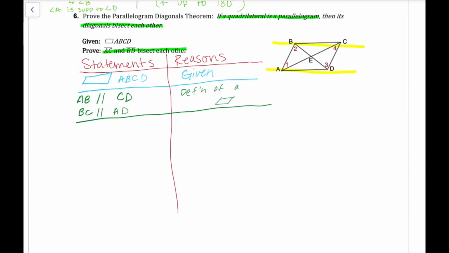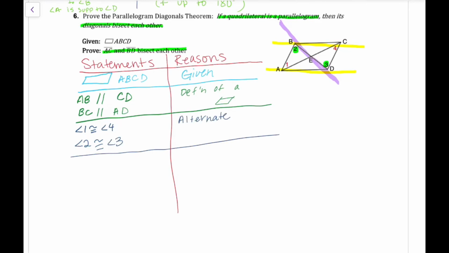I have a transversal AC. So angle 1 and angle 4 are going to be congruent because they are alternate interior angles, by the alternate interior angle theorem. And BD is also a transversal, which would make angle 2 and angle 3 both congruent. And again, that is also by the alternate interior angles theorem.